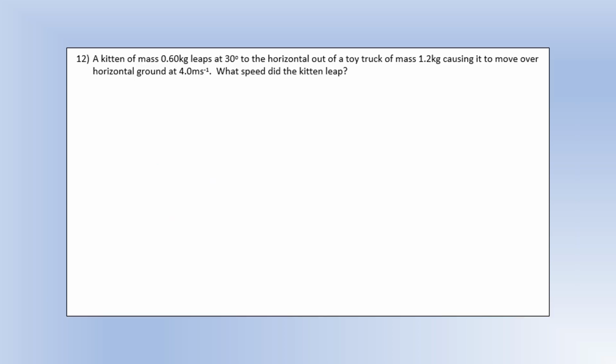A kitten of mass 60 kilograms leaps at 30 degrees to the horizontal out of a toy truck of mass 1.2 kilograms, causing it to move over horizontal ground at 4 meters per second. What speed did the kitten leap?